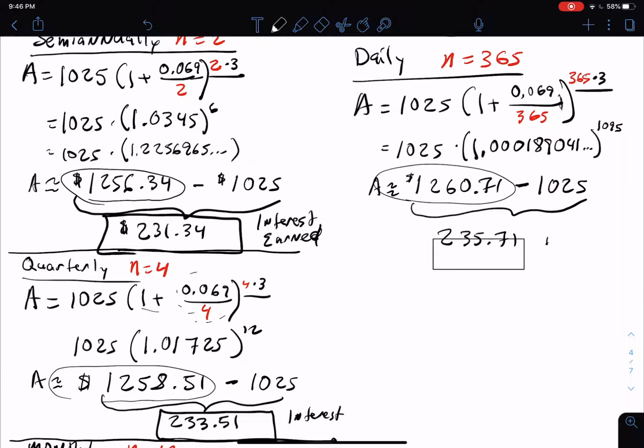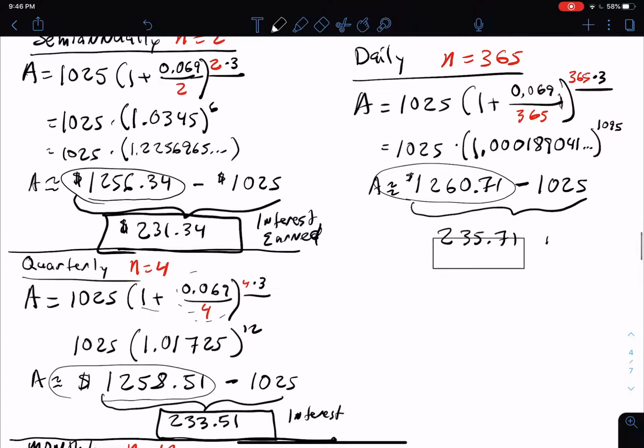Whoops, what happened there? That was weird. Okay, I guess I got to try that again. I was just trying to box the darn thing. It's the easiest thing in the world. There it is, okay, and then that's the interest.